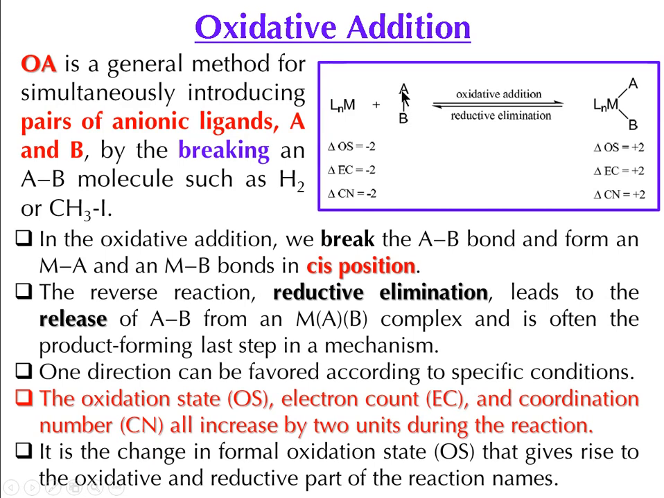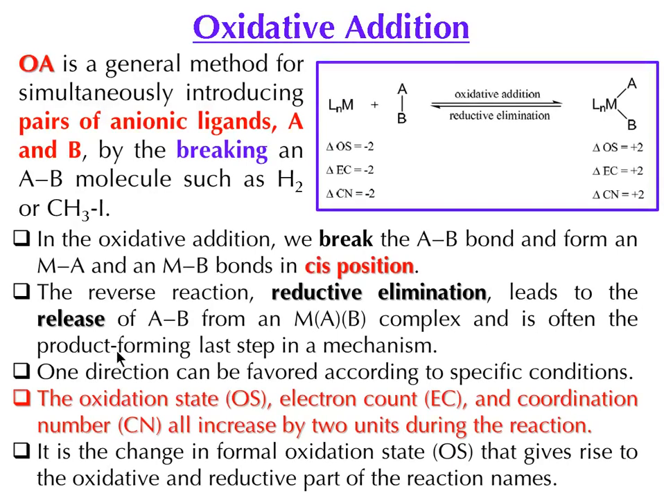In the oxidative addition, we break the bond AB to form two new bonds, MA and MB, that are in cis position. This reaction is reversible. That means it takes place in two directions. So the reverse reaction of the oxidative addition is called reductive elimination, and we eliminate two ligands A and B to form a molecule AB. The direction of the equilibrium, oxidative addition or reductive elimination, can be favored according to specific conditions that will be studied in the next slides.